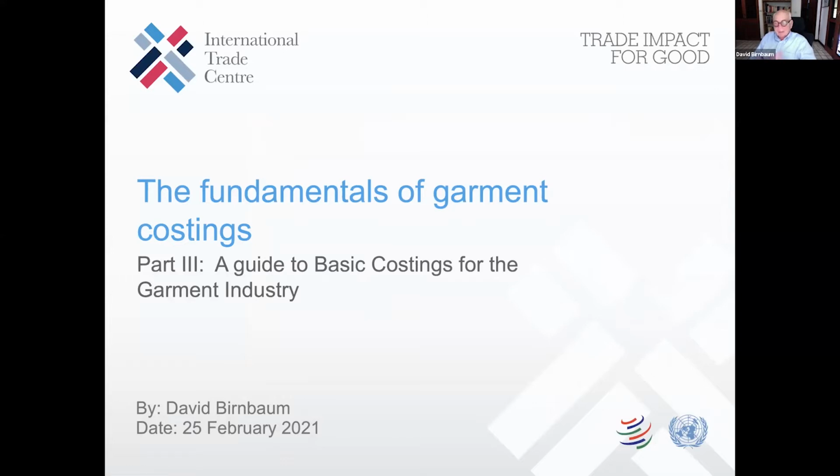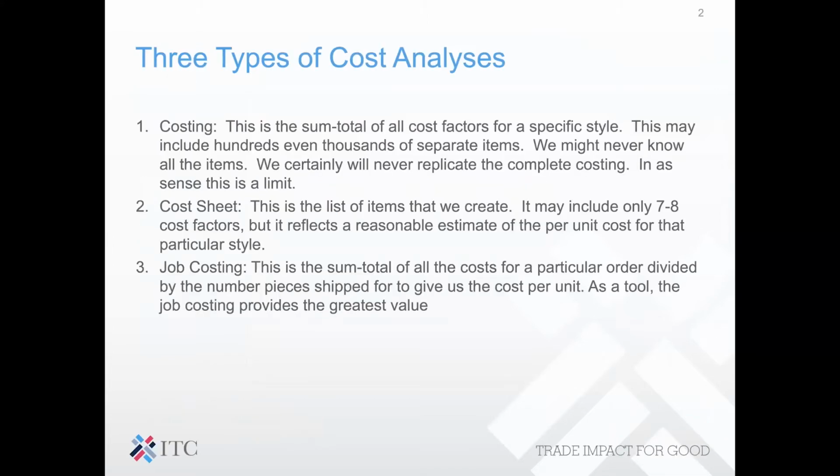Okay, let me begin at the beginning. We're looking at three types of cost analysis: a costing, a cost sheet, and a job costing. The costing, as I said here, is the total of all materials, all processes that take place for a particular style.